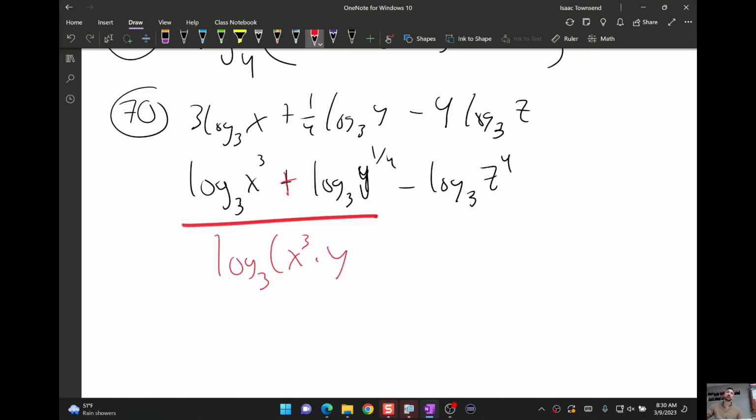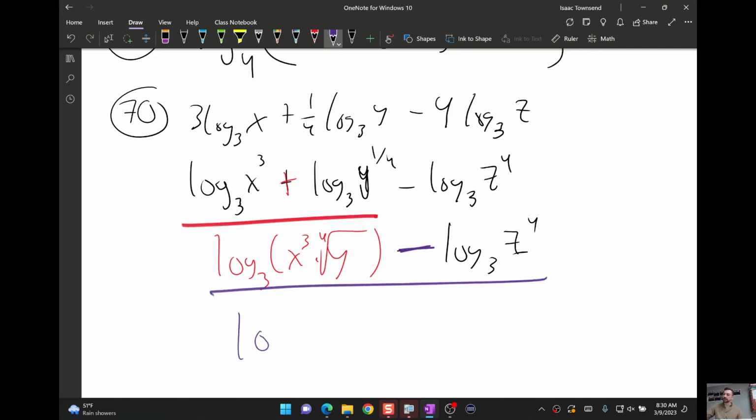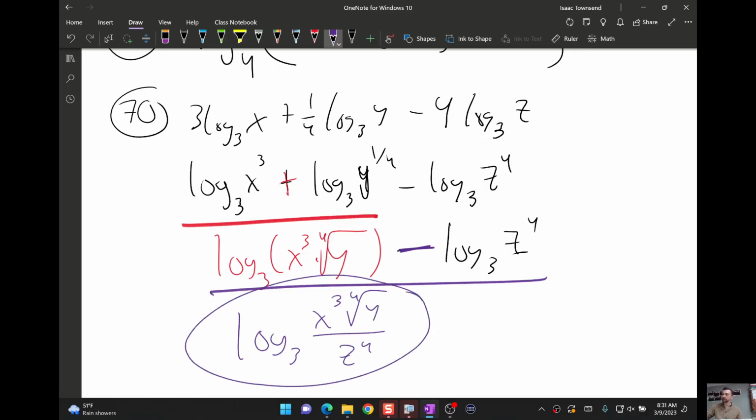Instead of saying this is y to the 1/4, you can leave it that way, but I just wrote it as the 4th root of y, same thing. And then subtraction condenses into division. So this stuff would make up your numerator. That stuff makes up your denominator. That's where I got that as an answer. So dealing with the exponents the same way in step 1, condensing addition with multiplication, and then condensing subtraction with division. Doesn't matter that the question's longer and looks more complicated, it's still applying the same properties.